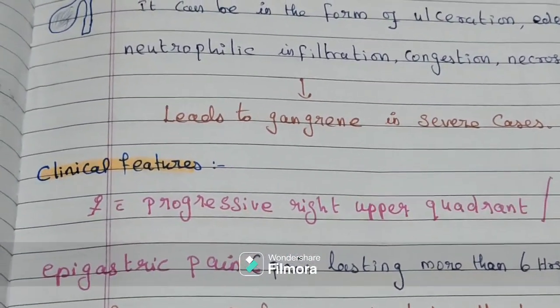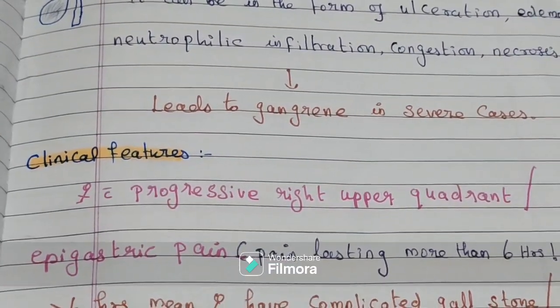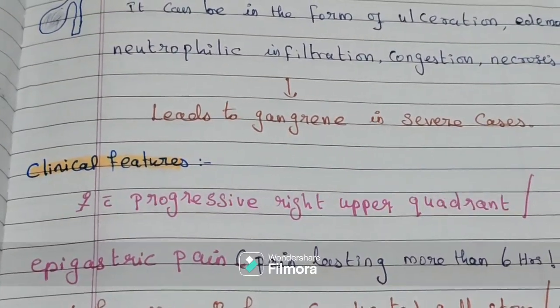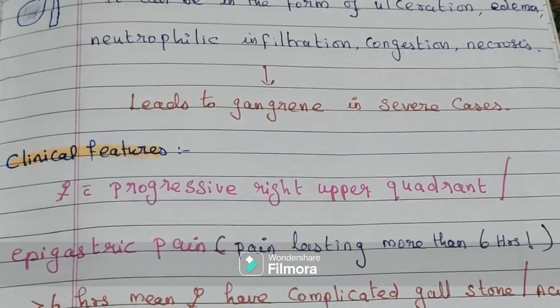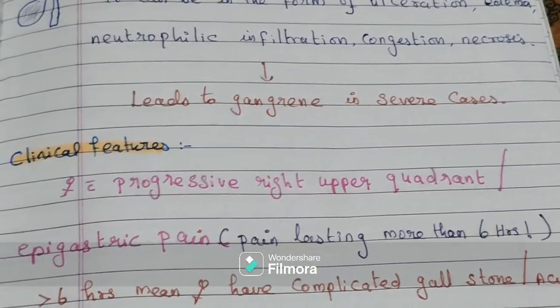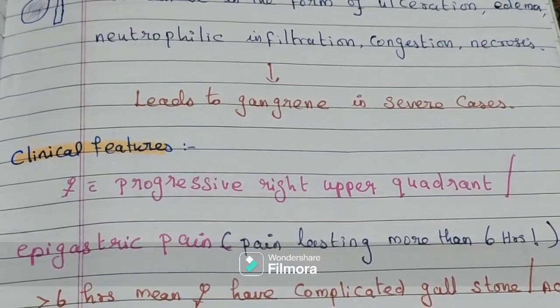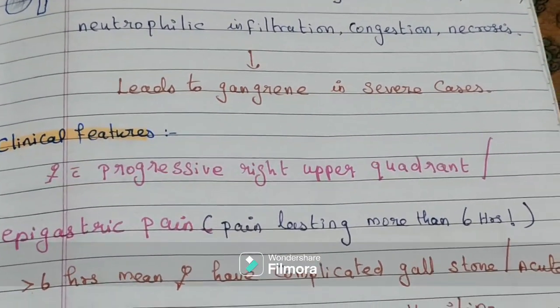Now coming to the clinical picture. Usually a patient of acute cholecystitis presents with progressive right upper quadrant or epigastric pain. The pain lasts for more than 6 hours.